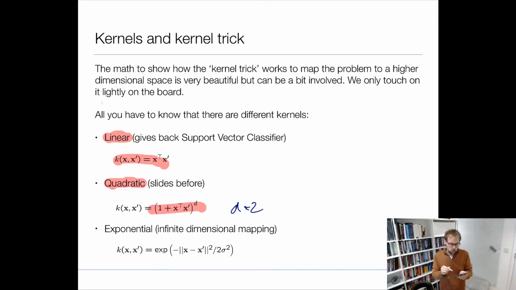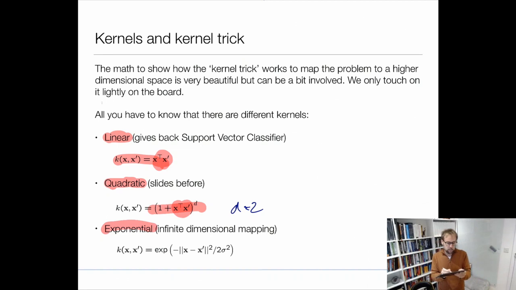And one of the most common ones used in practice is the exponential one, and this actually maps to an infinite dimensional space. Well, this sounds a bit weird, but you might have somewhat guessed it if you think about Taylor expanding it in this dot product here. Then obviously the first one would be linear in this dot product. The second one would be to the power d in this dot product. If d equal 2, it would be just quadratic there.